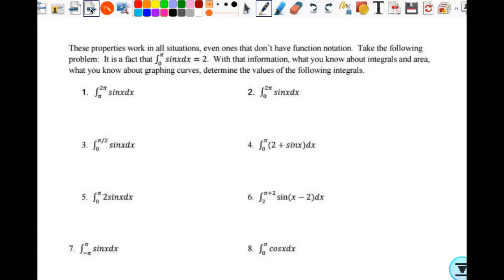So it's trig. That does not mean that it gets any more difficult. You have to have a basic understanding of what the sine graph looks like. What does it look like? A circle. No.